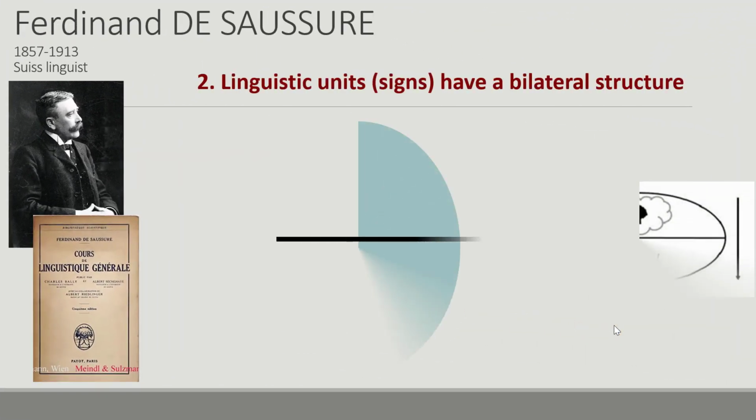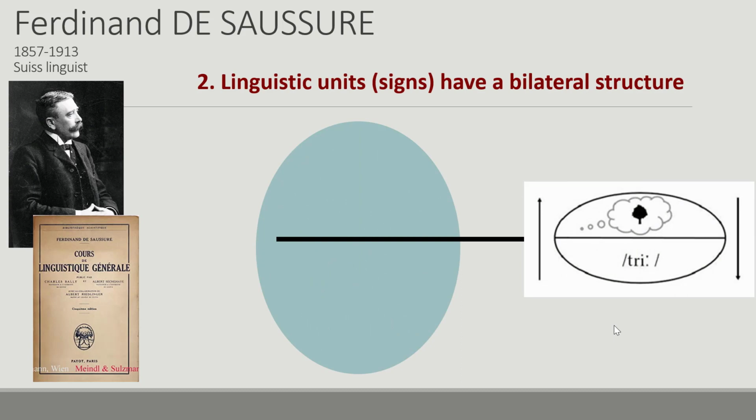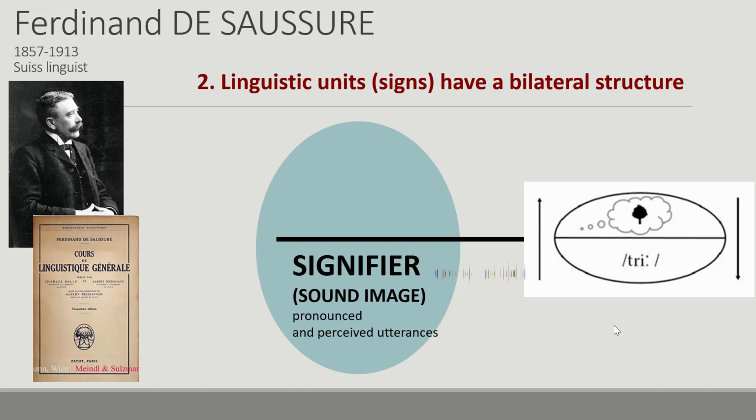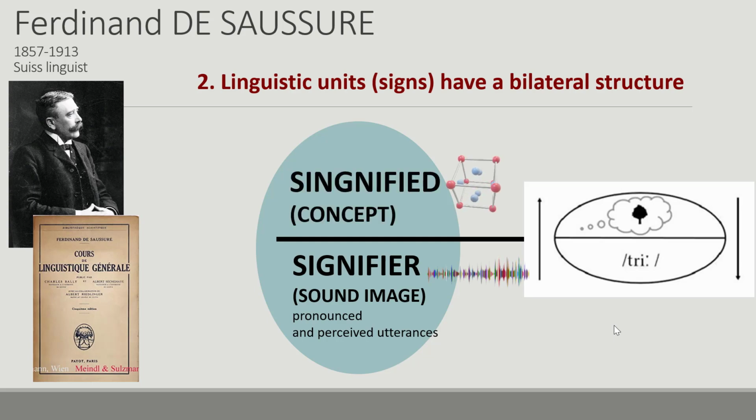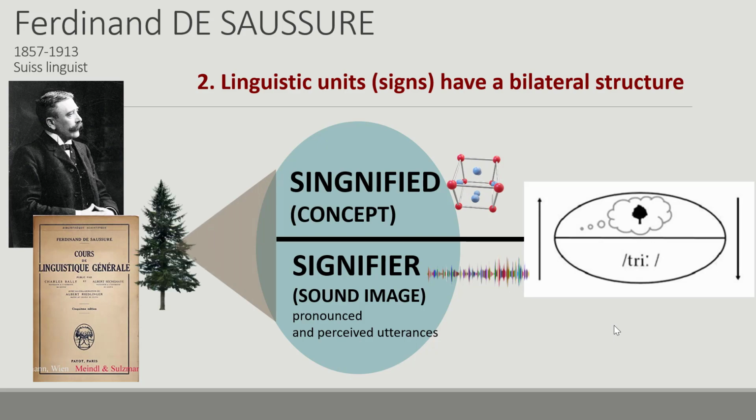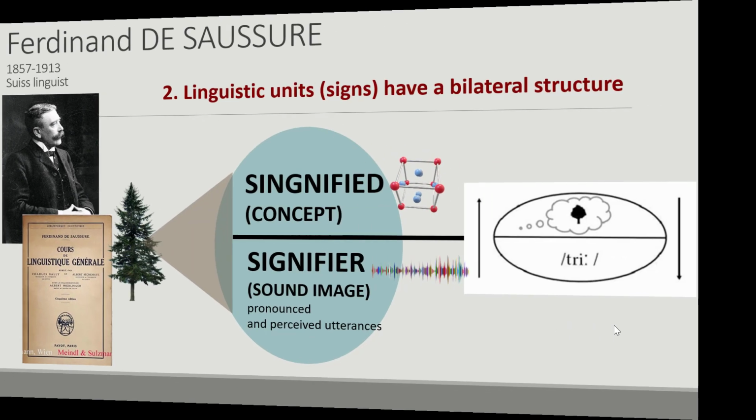Saussure's second contribution is that all linguistic units of all levels, phonetic, morphological, or lexical, are signs and have a bilateral structure too. A linguistic sign is an arbitrary conventional association between a physical manifestation, the signifier, signifiant, and its abstract meaning, the signified, signifié, referring to a selected part of reality.